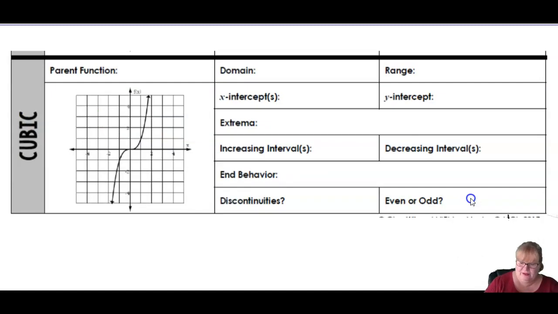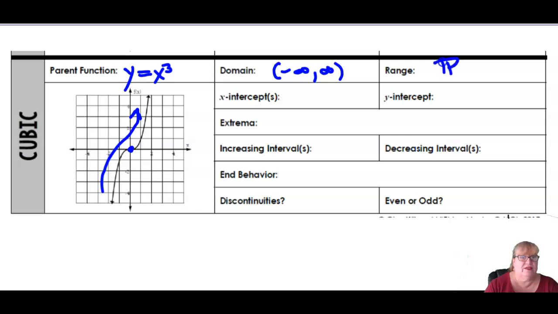All right, cubic. If I'm going too fast, just pause the video. Y equals x cubed. So this is the shape. It does still go through 0, 0, left end down, right end up. The whole thing is increasing this time. So domain is all real numbers, or we could write it like this. X-intercept and Y-intercept are still 0, 0.